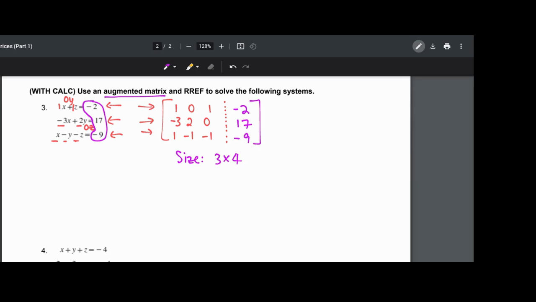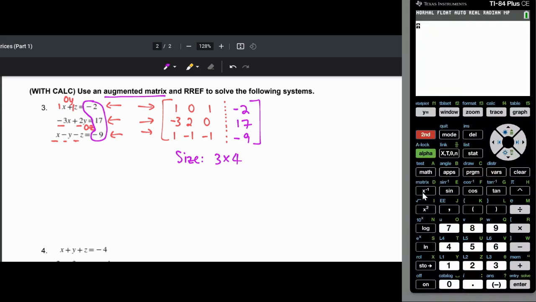And we're going to go to matrix. So matrix is above the x to the -1 key, so hit second matrix. You'll see the names of all of the possible matrices. We usually just put them into matrix A, but you're welcome to put it into a different one. So I'm going to move over to the right and edit. That's what I'm going to do first. So hit number 1 or just hit enter, and we have to input the dimensions. So 3, enter, and 4, enter. So you have a 3 by 4 matrix.